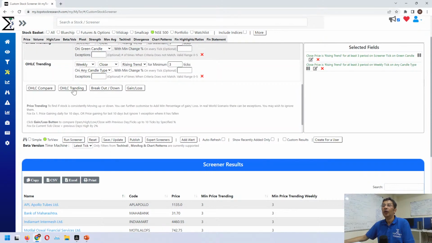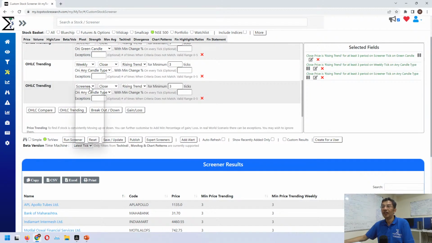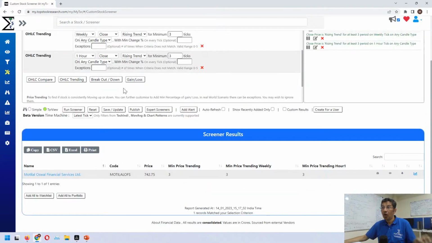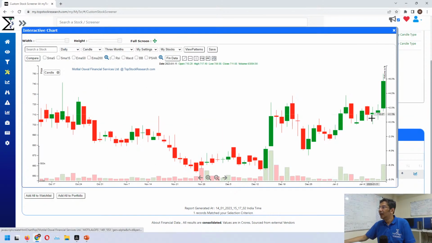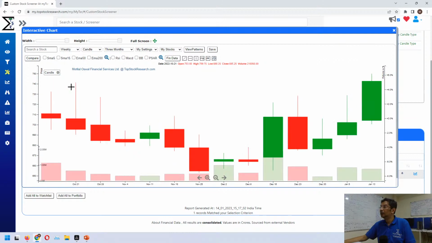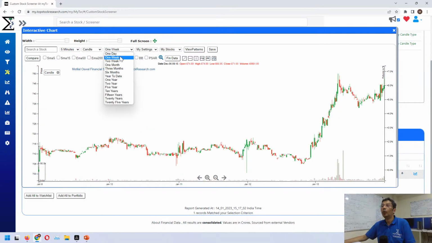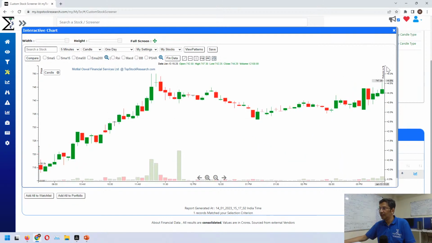Let's try to see if we can get more filters, let's say on an hourly chart. So in the same screener, you can mix and match multiple things. If you see Motilal Oswal, it is trending up for minimum 3 ticks on any candle. So look at daily tick, look at weekly tick, or also you can look at hourly tick. So it is rising, maybe this is better, or maybe 1 day is even better. So it is rising on these things.